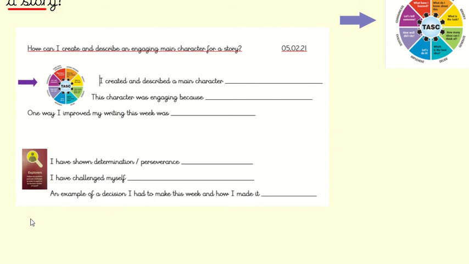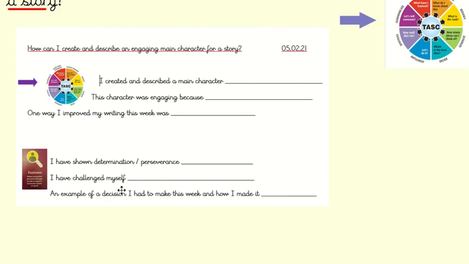When you are ready to reflect on your gateway, remember our gateway is explorers this term. Here are 3 sentence starters to help you with your reflection. I have shown determination or perseverance. Tell me how you've done that this week. I have challenged myself. I have challenged myself to take part as best as I can in all of my learning journey work this week.